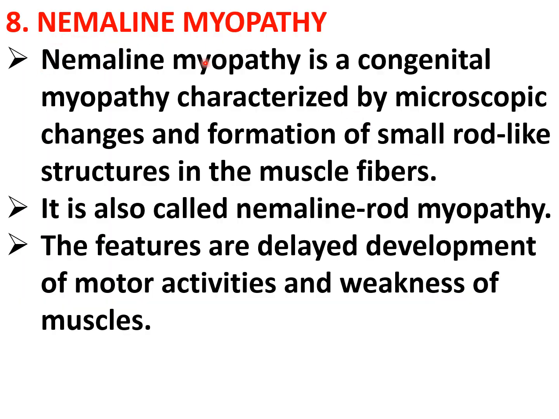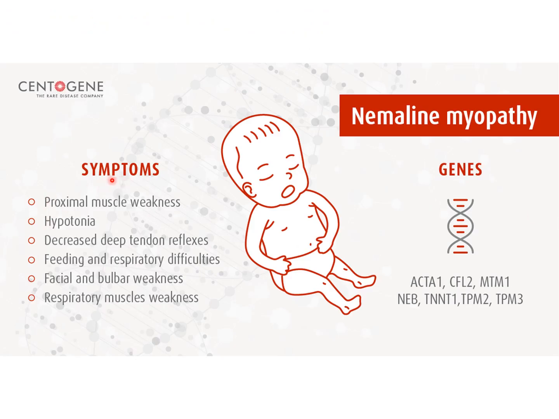Then nemaline myopathy. Nemaline myopathy is a congenital myopathy characterized by microscopic changes, and there is a formation of small rod-like structures in the muscle fibers, and it is also known as nemaline rod myopathy. The features are delayed development of the motor activities and weakness of muscles. So what are the symptoms? There is proximal muscle weakness, hypotonia, decreased deep tendon reflexes, feeding and respiratory difficulties, facial and bulbar weakness, and respiratory muscle weakness.